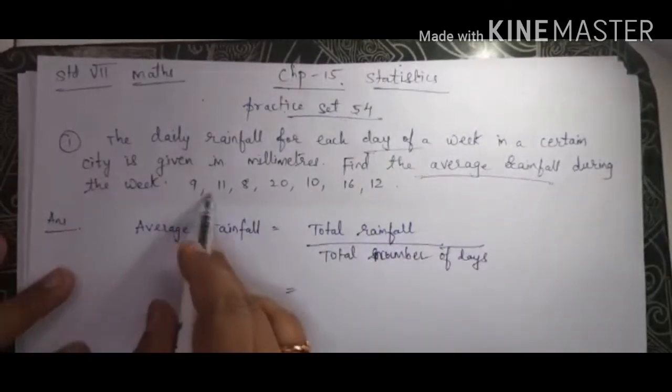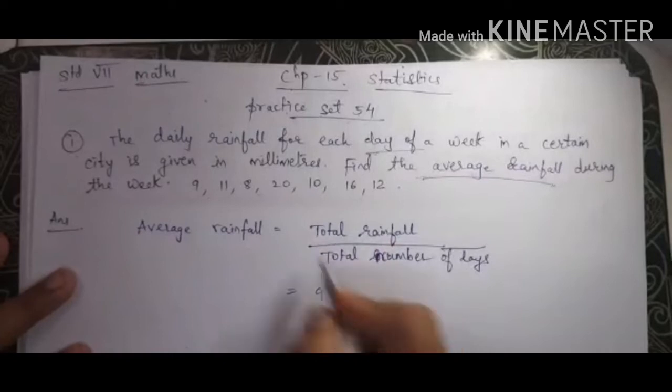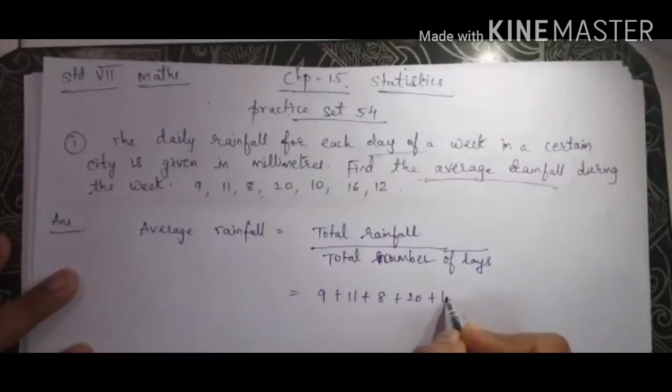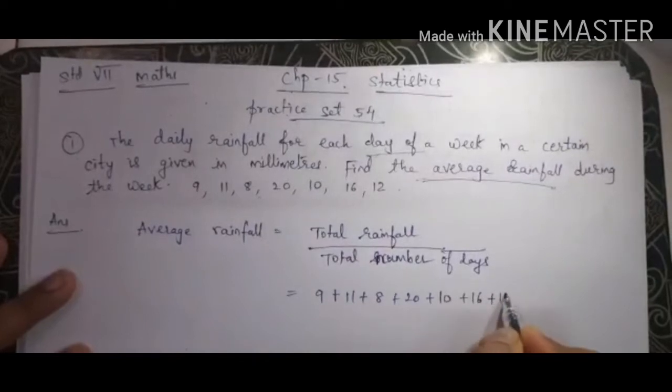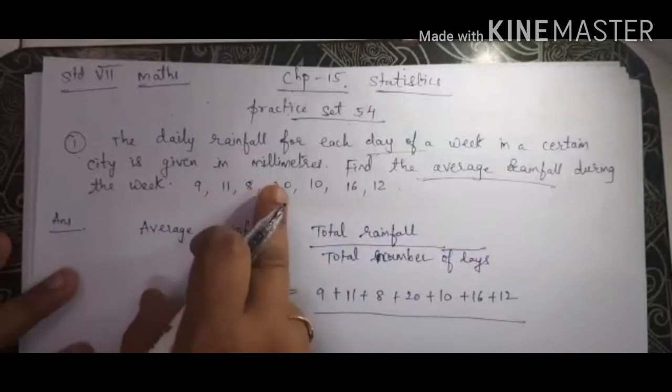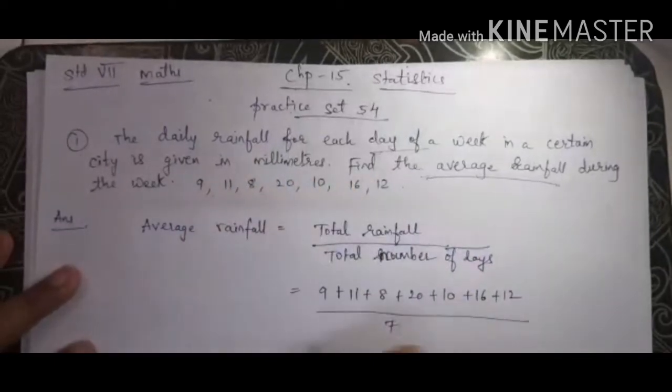Total rainfall, you'll add these numbers: 9 plus 11 plus 8 plus 20 plus 10 plus 16 plus 12. Divide by total number of days. How many days are these? 1, 2, 3, 4, 5, 6, 7. So we'll divide by 7.